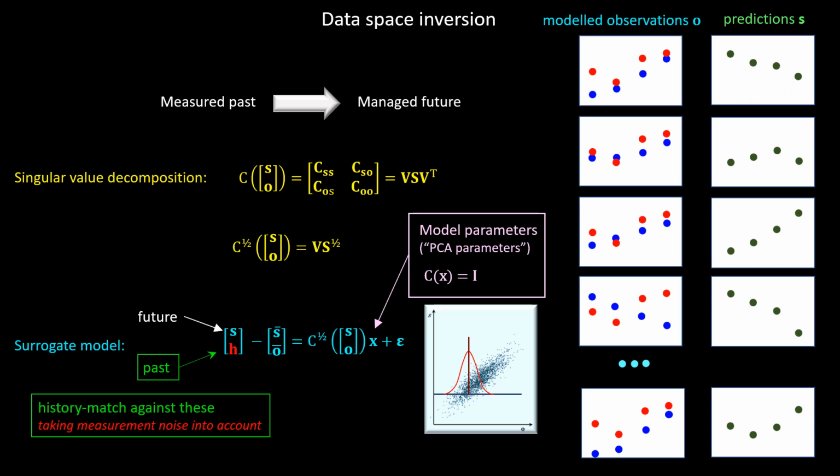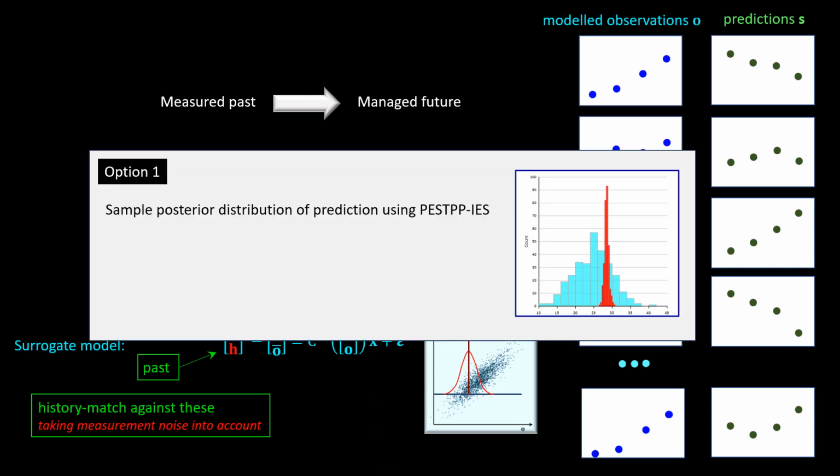Now there's a couple of ways that I can condition or history match this surrogate model that are provided through the PEST and PEST++ suites. Option 1 is to use the PESTPP-IES Ensemble Smoother, where the prior probability distribution of predictions of interest is morphed into the posterior probability distribution of predictions of interest.